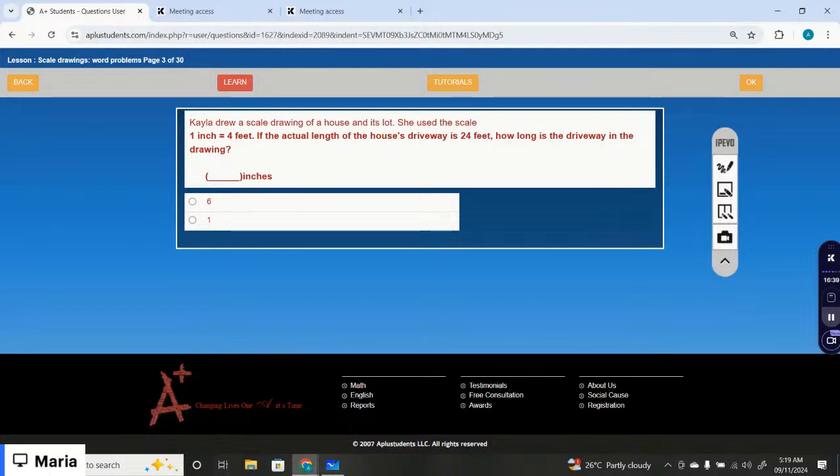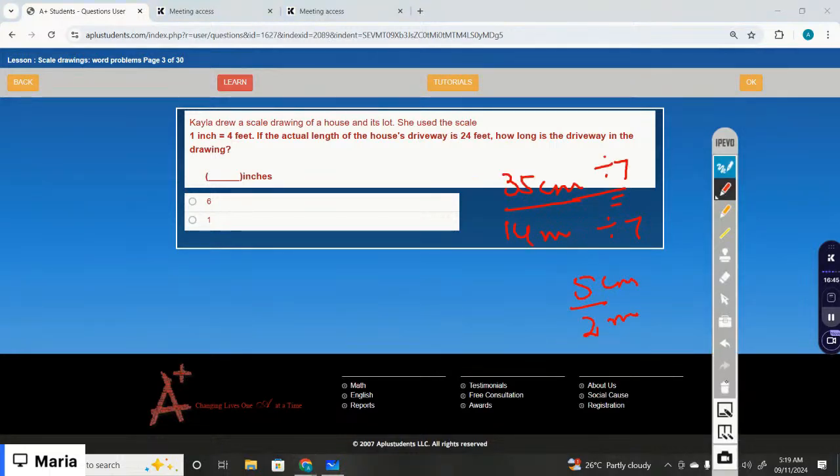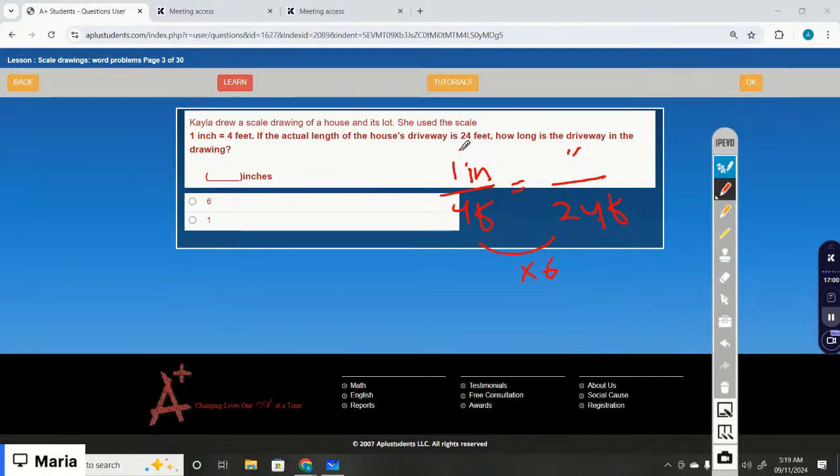The correct option is: the scale is 1 inch to 4 feet, right? The length of the actual rank is 24 feet. You have to find, 4 times what number is 24? 4 times 6 is 24. So 1 times 6 is 6. That would be 6 inches. Option number 1 is the correct option.